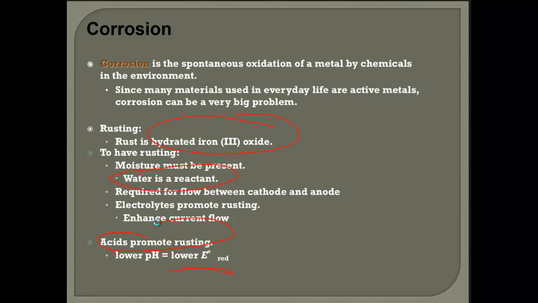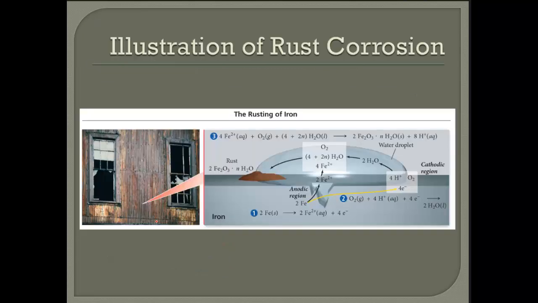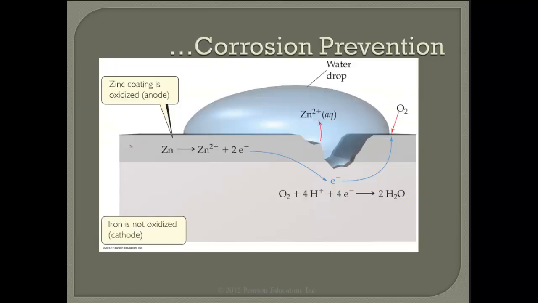So here's an illustration of what's happening. We have pure iron. When it becomes oxidized and then mixes with the water and the air, you get this complex here of iron hydrate, and that's the red color you'll see. To prevent it, we can coat it with zinc, and that's what they mean by galvanized. And then the zinc becomes oxidized rather than the iron.